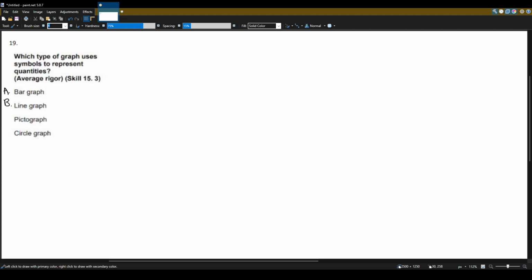A, B, C, D. Now, answer choice A is a bar graph. So a bar graph, remember, is something like this, where each bar represents how much of an object each thing is. The higher the bar, the more we have. So yeah, it represents quantities. That's good, but it doesn't use any symbols. It just has bars. So A is not going to be what we want.